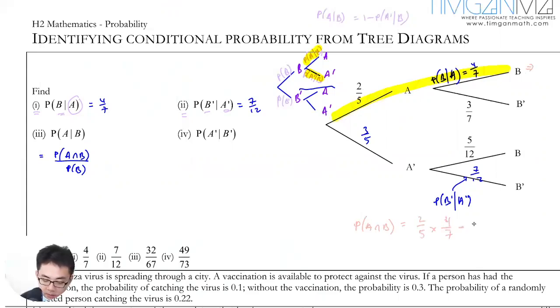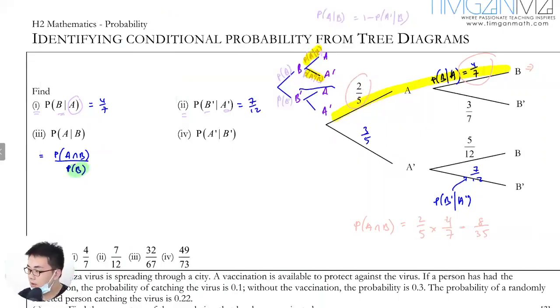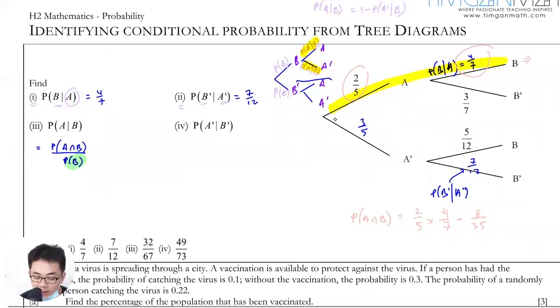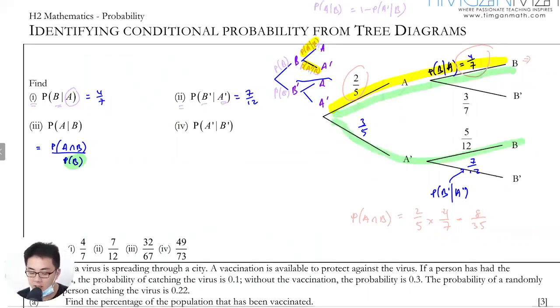So this multiplied with this will be 2/5 times 4/7, which is 8/35. Okay. Then if you want P(B), what do you do? P(B), we discussed last week briefly lah. To find P(B) from this diagram, you just add everything that contains B. Because some fragment of B is in A, some fragment of B is in A prime. So you just add both of them up.